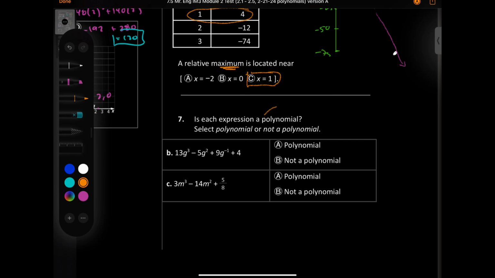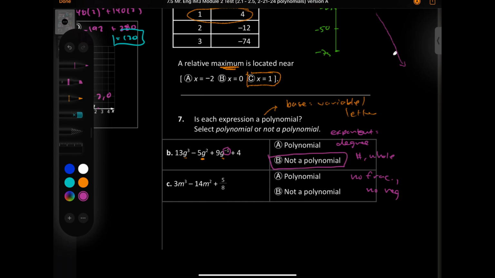Remember, the polynomial has a base that's a variable or a letter. So this is a base, that's good. And then the exponent is the degree. It must be a whole number, no fractions, and no negatives. Okay, so I have a negative here, so this is not a polynomial. This is a constant, that's okay, that doesn't matter. It's the one with the variable, so that one is a polynomial.